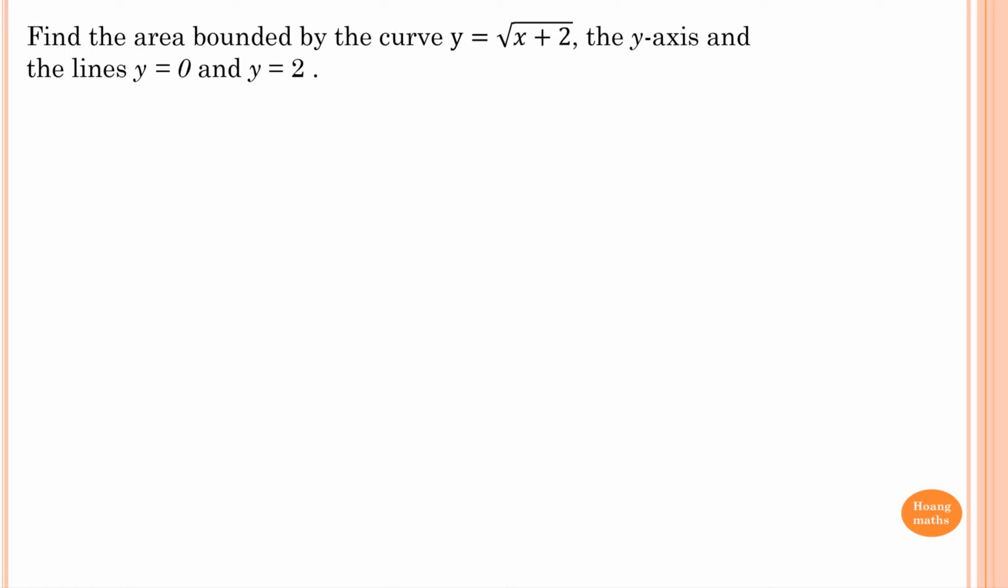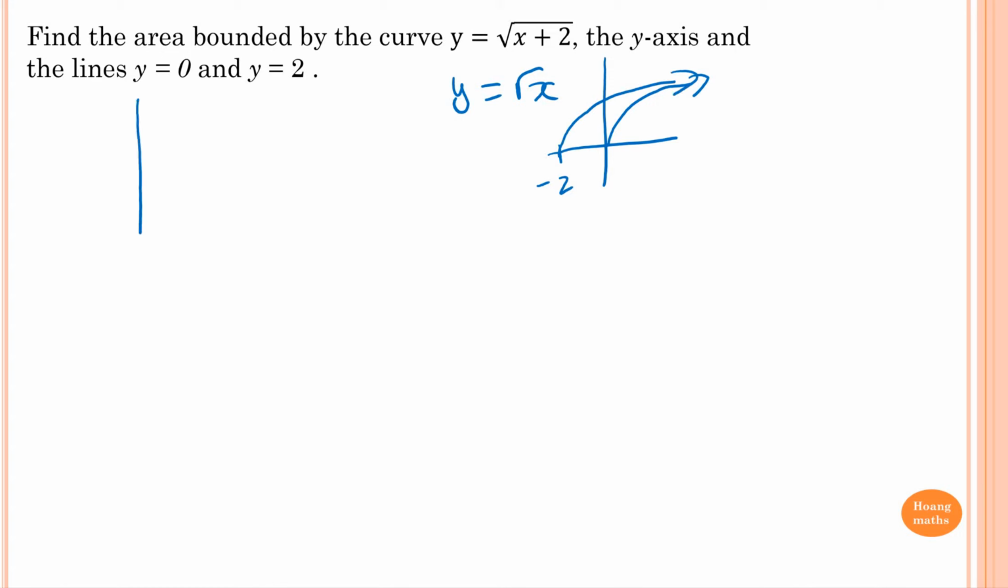Find the area bounded by the curve y equals square root of x plus 2, the y-axis, and the lines y equals 0 and y equals 2. First of all, to sketch this, remember y equals square root of x is like this, and this time we add 2 inside the square root, which moves the graph 2 to the left. So it's just like that.